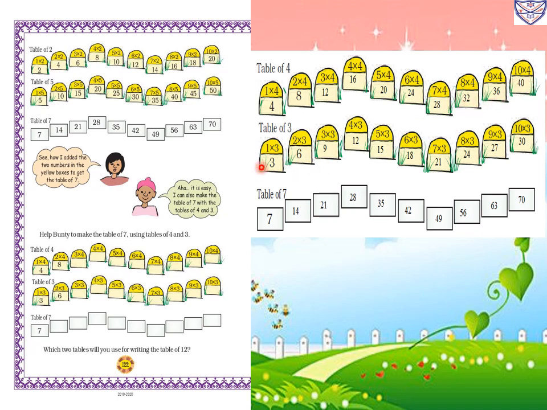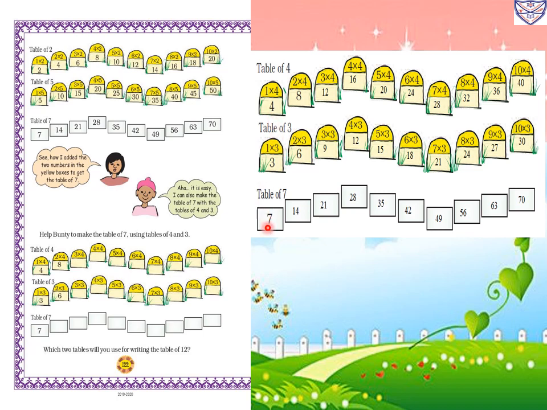40. Now we have to write the table of 3. So 3 1s are 3, 3 2s are 6, 3 3s are 9, 3 4s are 12, 3 5s are 15, 3 6s are 18, 3 7s are 21, 3 8s are 24, 3 9s are 27, 3 10s are 30. So now we have to write the table of 7 by adding these two tables.